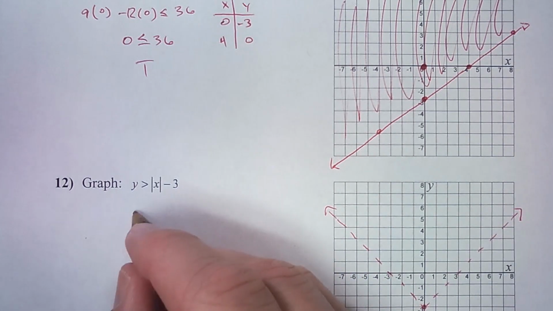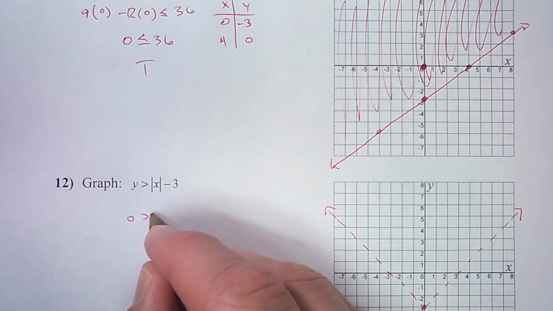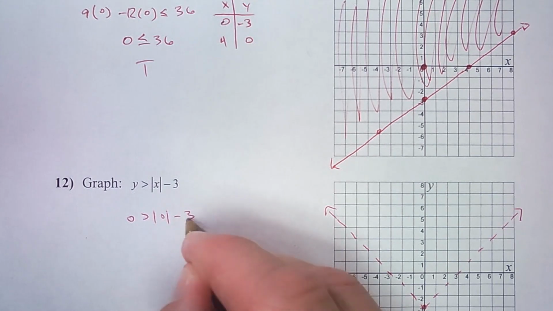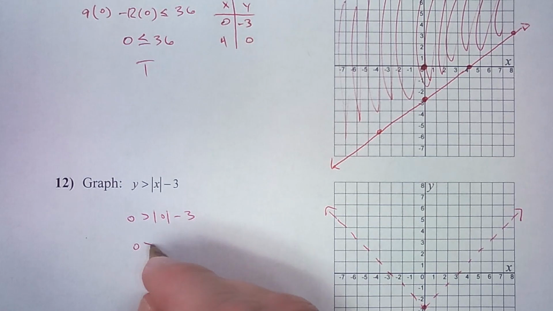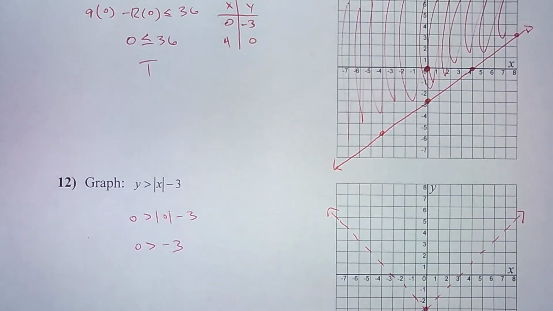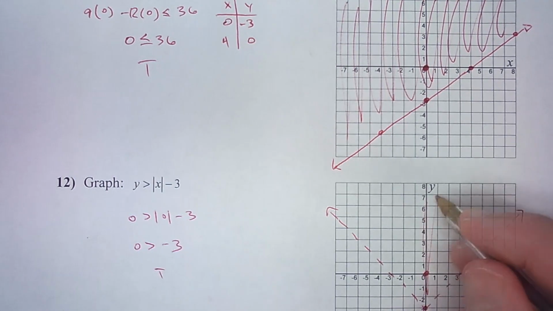Then we test the origin. 0 is greater than the absolute value of 0 minus 3. So that 0 is greater than -3, and that is true. The origin makes a true statement, and we shade toward the origin. So we shade inside.